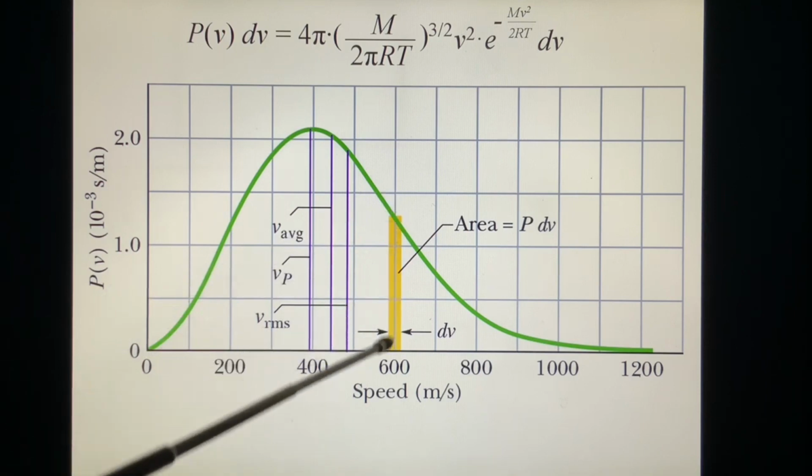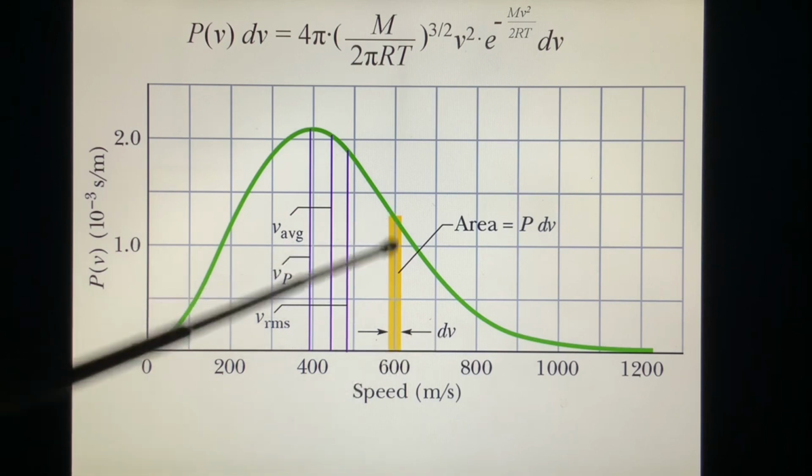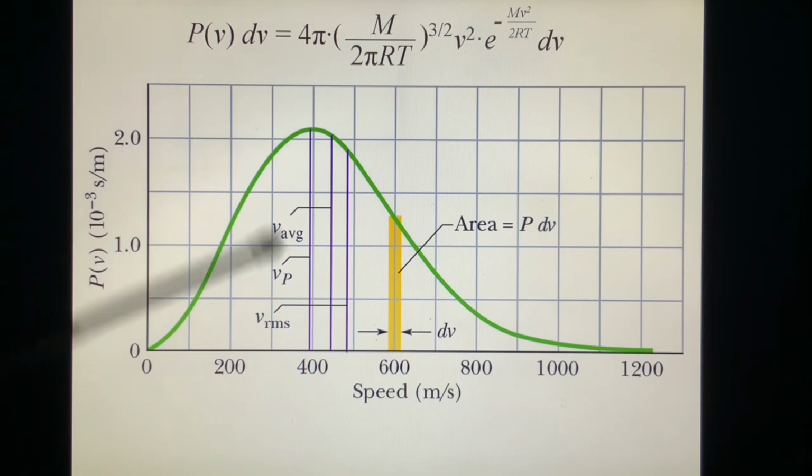This area is called P dv. The dv in here is a dv. This area is the percentage, the fraction of the molecules within this range. And we know that all the area under this curve is 1, because the percentage is 100%, which is 1, okay?